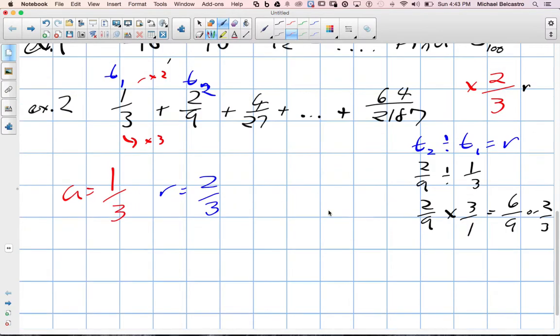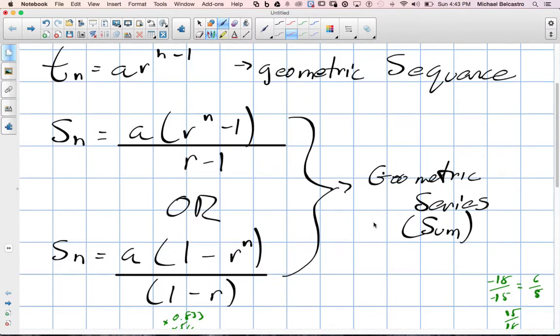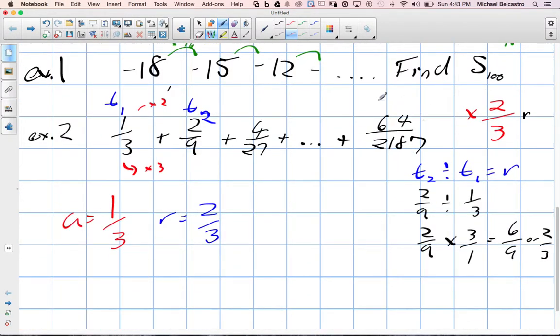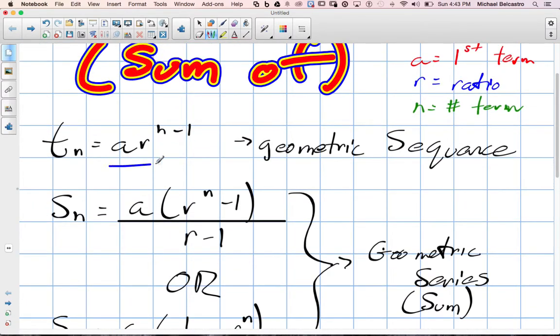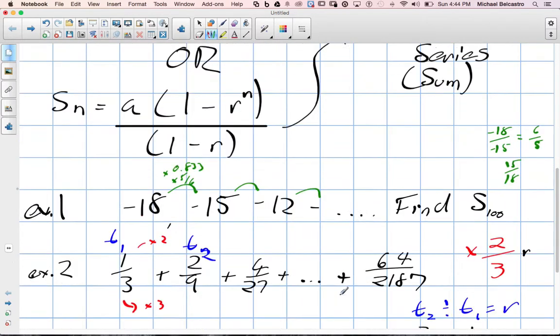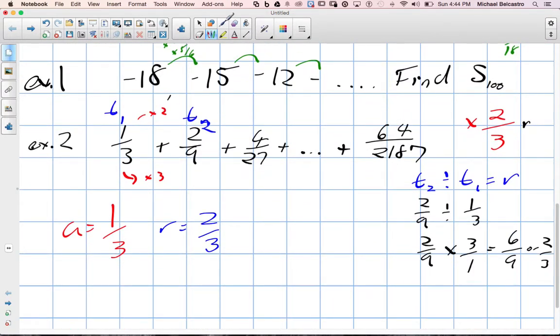Here's a tougher question now. What is our n value? They haven't told us. What they've told us is just some term, and we don't know what it is. So what we're going to do here is use our geometric sequence to figure out our n value. We know what the term number is. They've told us what it is. Our t at n is this 64 over 2187.